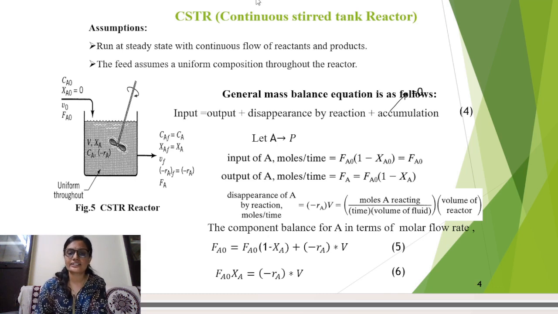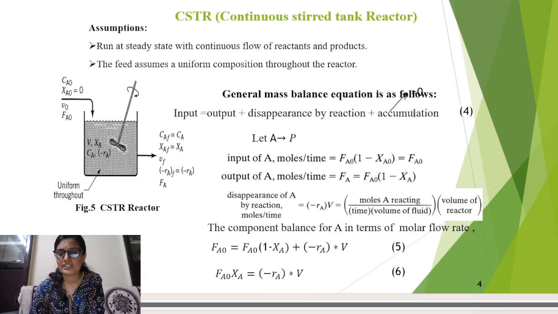Now the CSTR, that is the Continuous Stirred Tank Reactor. Figure 5 shows the CSTR, in which these are the input streams. Suppose we have a reaction where A is the reactant, which is going to convert into product P. The initial concentration of reactant A is C naught, and initially we have 0 conversion. v naught is the volumetric flow rate and F naught is the molar flow rate. We have made certain assumptions on this reactor: it runs at steady state with continuous flow of reactant and product, and the feed assumes a uniform composition throughout the reactor.